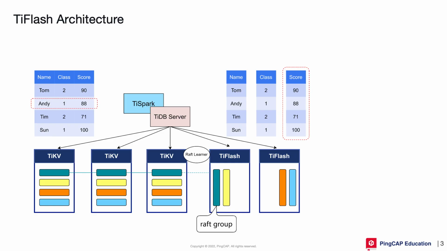In TiFlash, the columnar replicas are asynchronously replicated according to the Raft Learner consensus algorithm. When these replicas are read, the snapshot isolation level of consistency is achieved by validating Raft index and multi-version concurrency control. This architecture solves the problem of isolation of HTAP scenario synchronization of the column store as well.